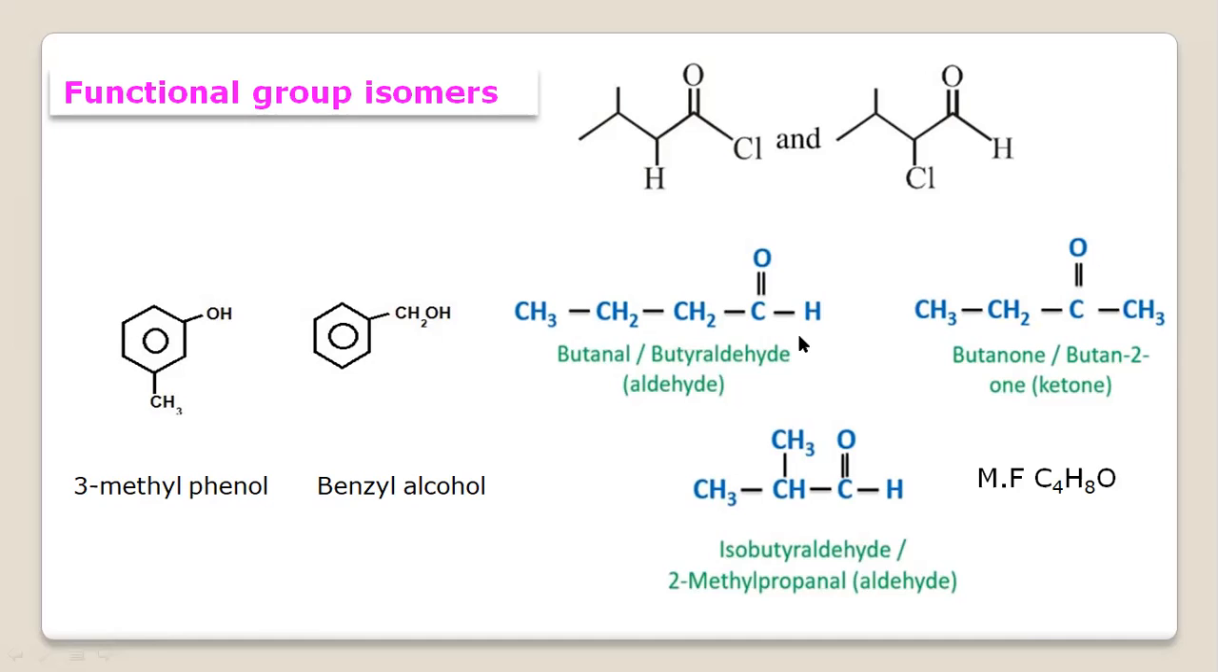These two are aldehydes. This is also an aldehyde, but they show different structures. Here, this one contains the ketone as a functional group. So butanone and butanol are functional isomers of each other, or butanone and 2-methyl propanol or isobutyraldehyde are functional group isomers of each other.